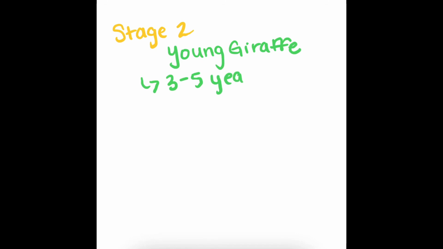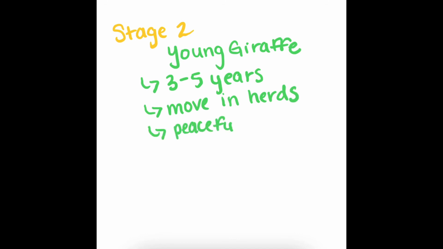Okay, so now we're gonna be jumping into stage 2, in which we come across a young giraffe. A young giraffe ranges from 3 to 5 years of age. They move in herds, and every single giraffe does, and they're very peaceful and social animals.